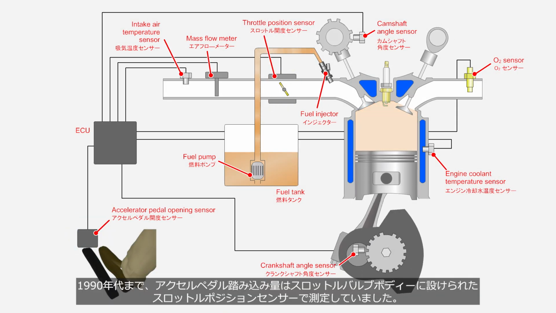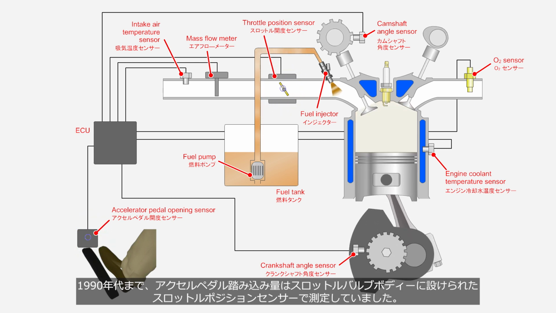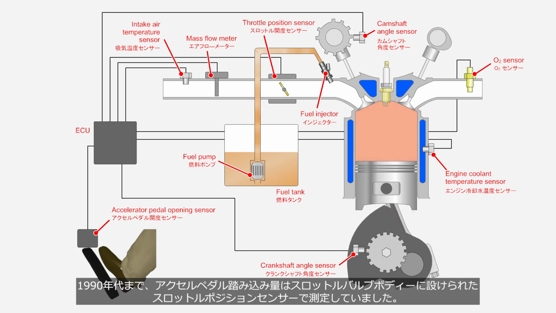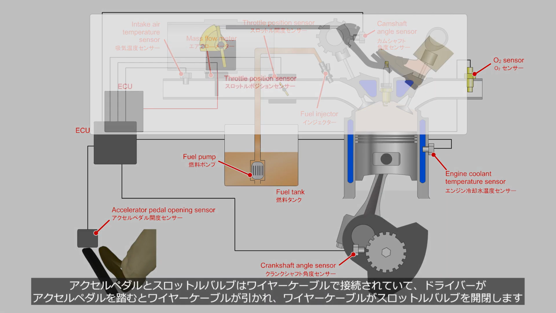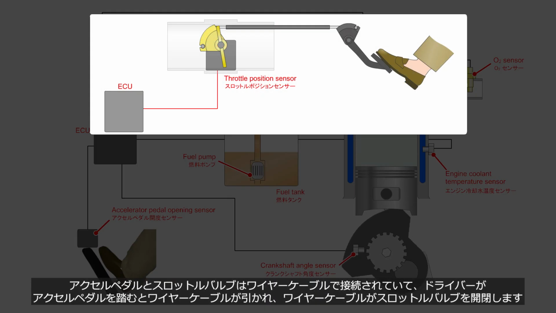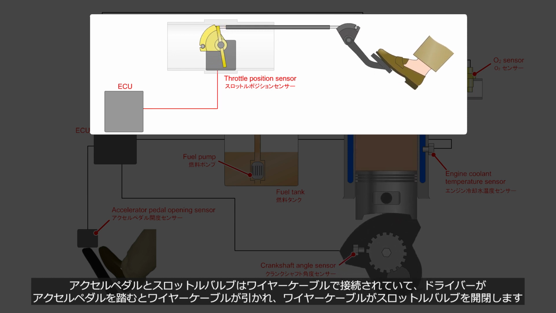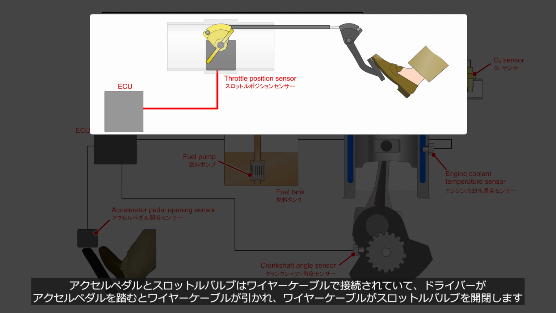Until the 1990s, the amount of accelerator pedal depression was measured using a throttle position sensor incorporated in the throttle valve body. The accelerator pedal and throttle valve were connected by a wire cable, so when the driver depressed the accelerator pedal, the wire cable would be pulled, thereby opening and closing the throttle valve.